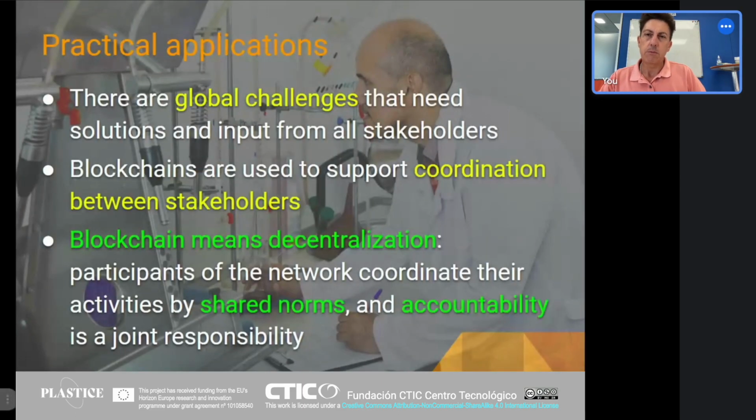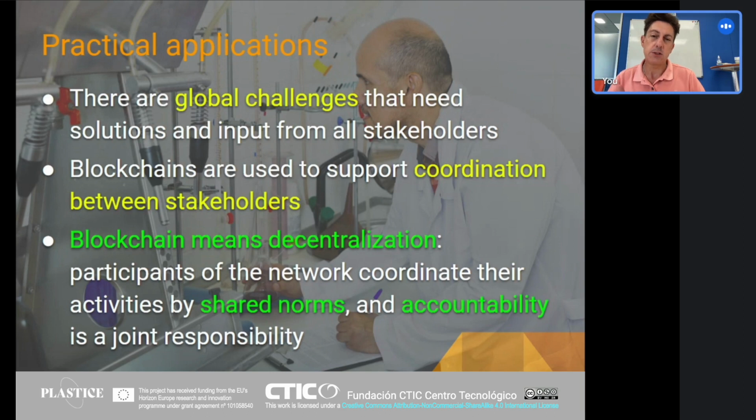Practical applications. Blockchain fits very well where there are global challenges, like PLASTICE. This is what I will be trying to do, tackle a global challenge like the recycling sector, using all this waste and generating new streams of plastics to be reused. And blockchains, as I said, are very good for coordinating between all of us, all stakeholders. And blockchains, I repeat again and again, means decentralization. All of you have to participate with this technology, coordinate your activities, and share these norms.